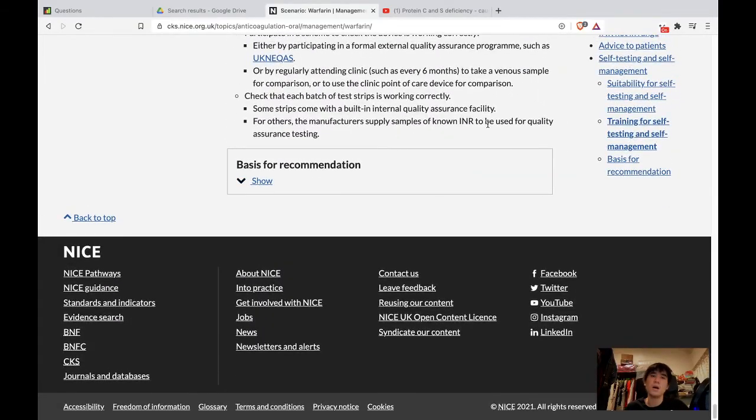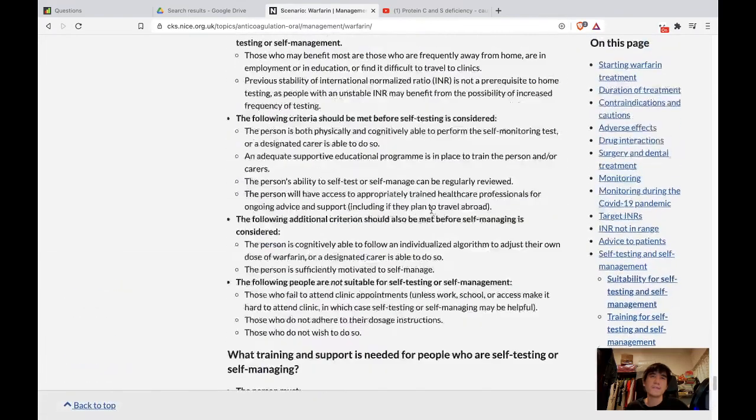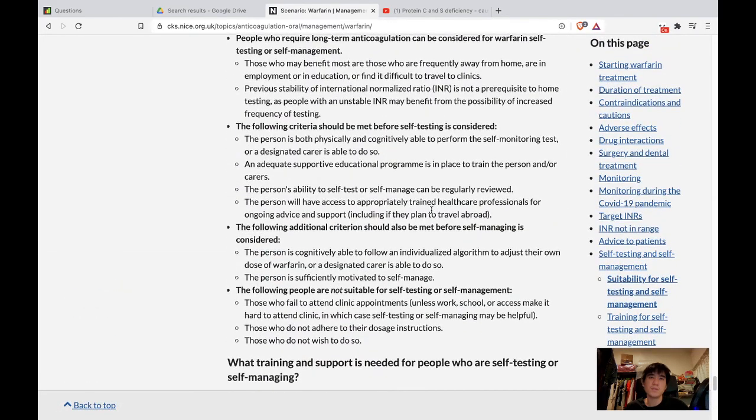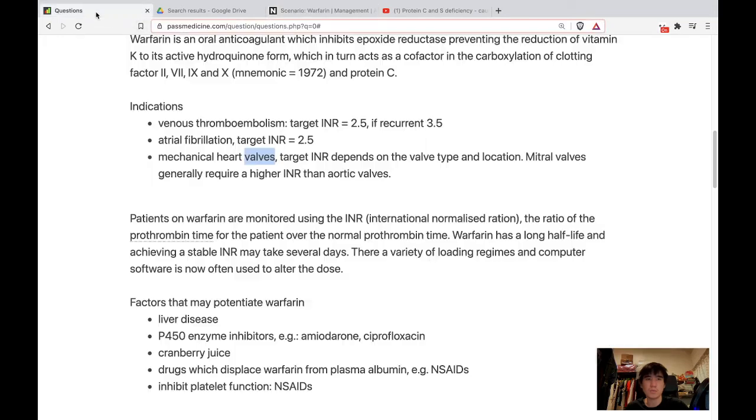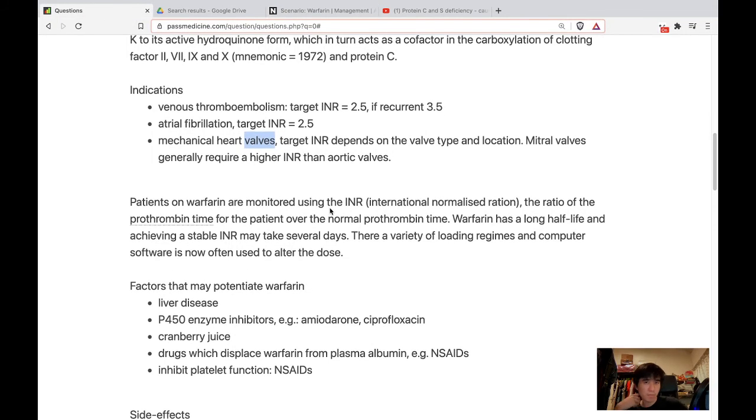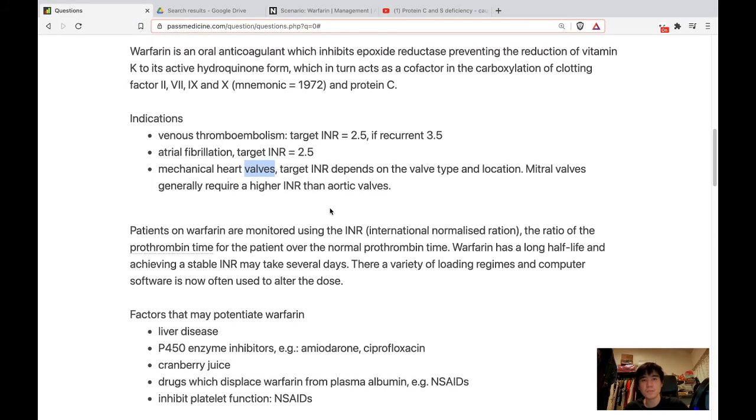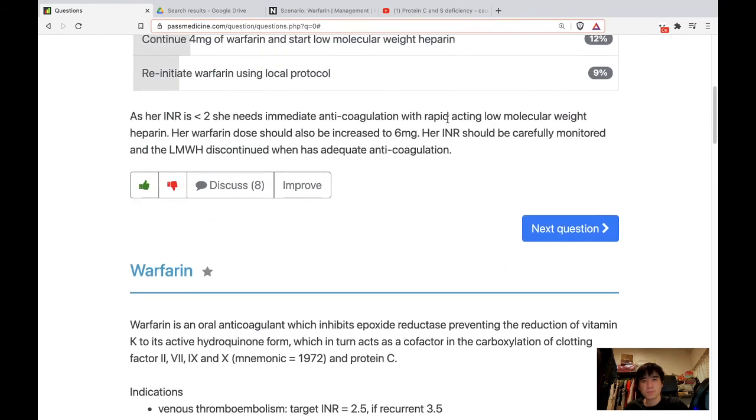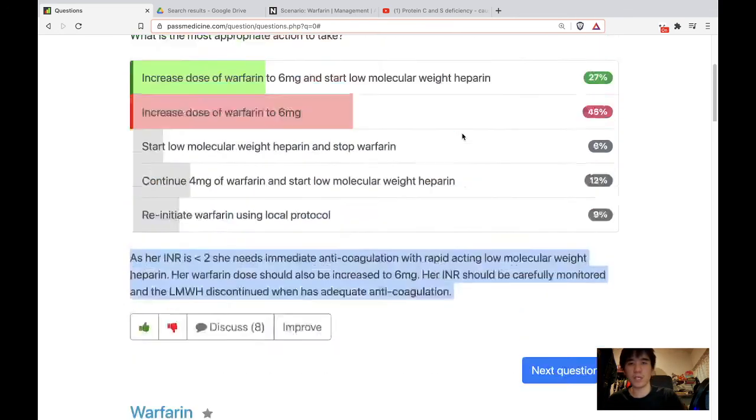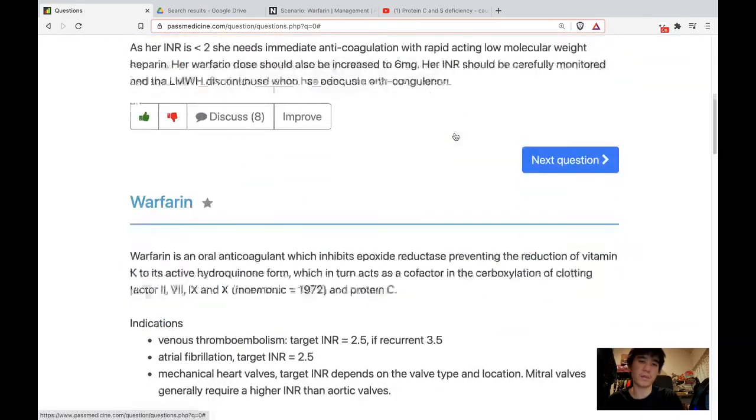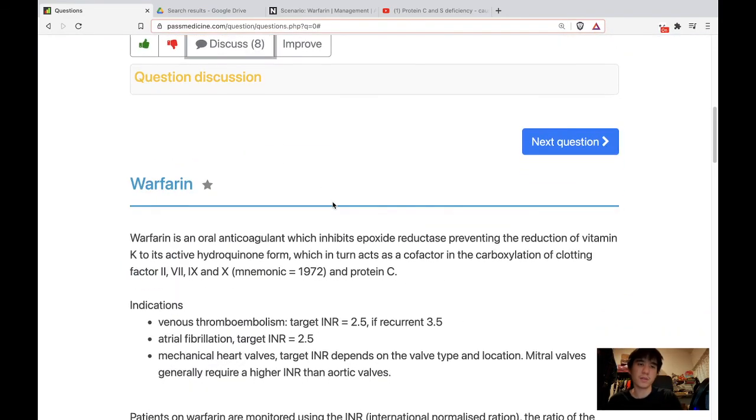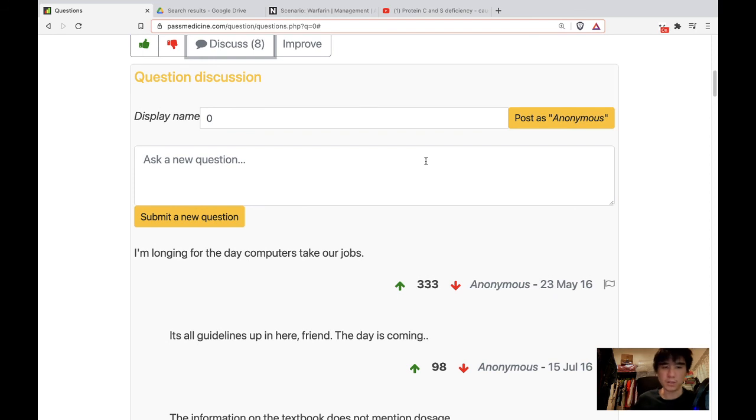Okay. No mention of low molecular weight heparin being given when INR is less than 2, though. I guess it's just 1 week after the pulmonary embolism, so you want to err on the side of caution.